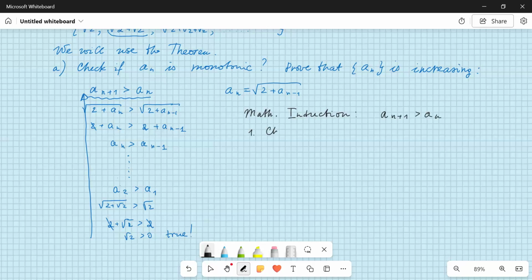First, check for, let's say, n equals 1, how it works. For n equals 1, does it work? Well, we are going to write down that this is 2 plus square root of 2, and this one is just square root of 2. We already proved that it's going to work, and that's true, right? Second is called the step of induction.